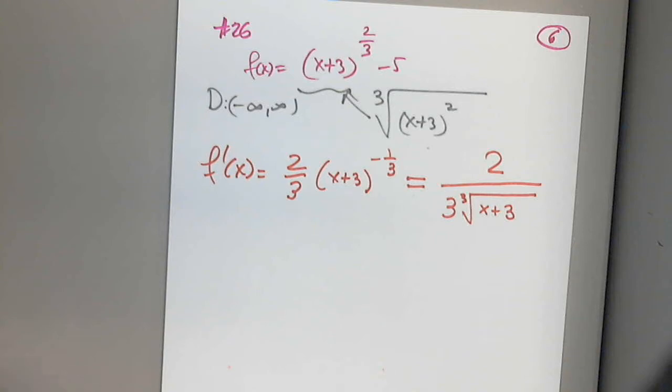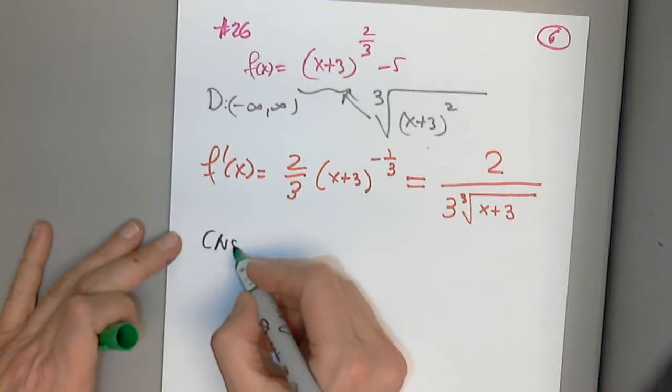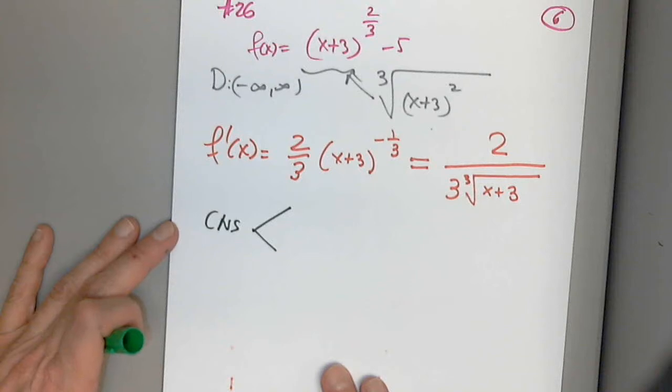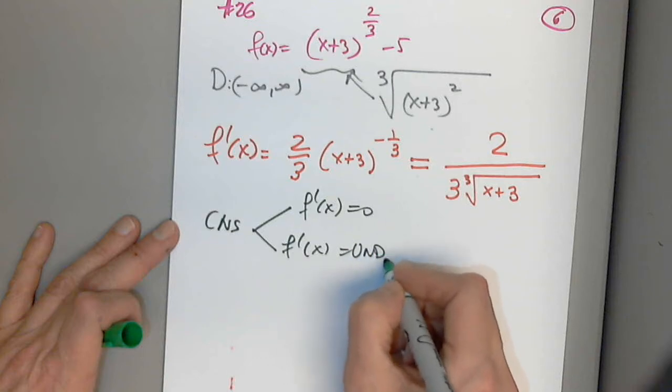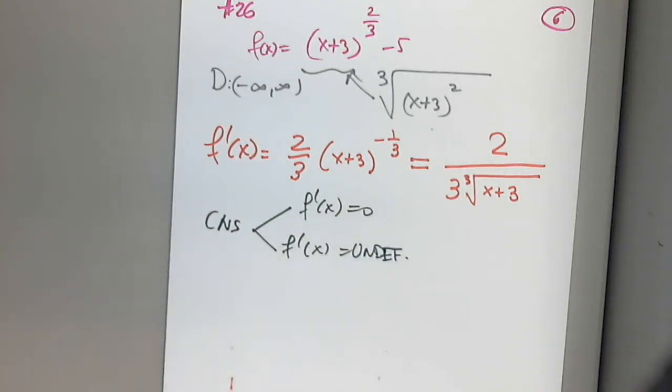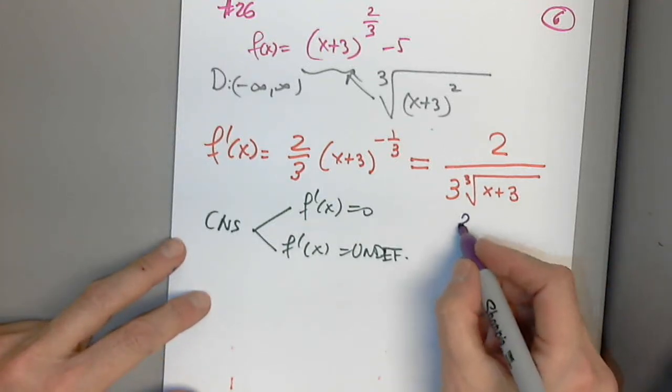Good. So now, critical numbers come from two sources. From f prime being 0, or from f prime being undefined, where the function is defined. That's one of the reasons why I always have to start with the domain, because you never know. Ready? Okay, so let's look at this fraction and set it equal to 0.